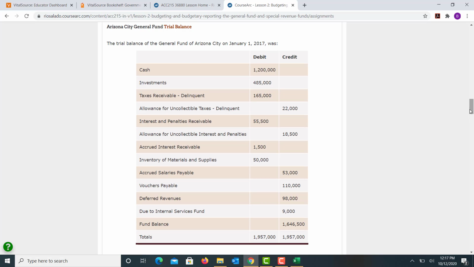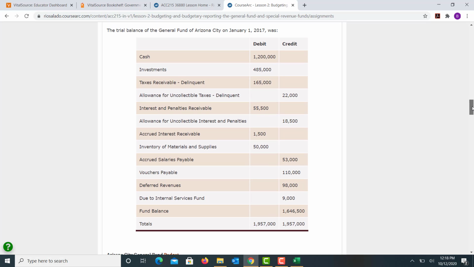So just kind of a reminder of the general fund, specifically that the general fund is a modified accrual basis. So what that means is you're looking at current assets and current liabilities. They don't have any long-term liabilities. All of this is going to be current information that you see here for these specific accounts for the general fund.